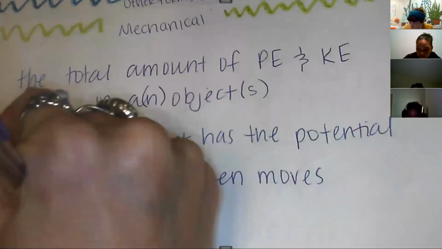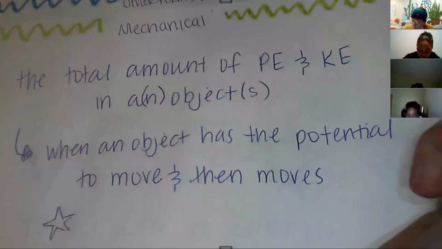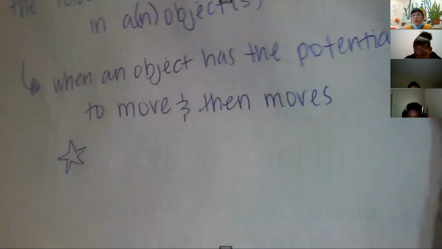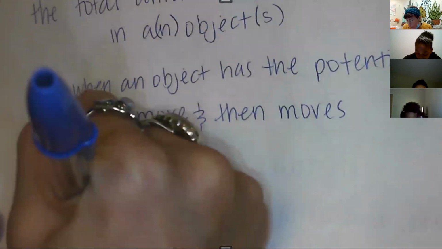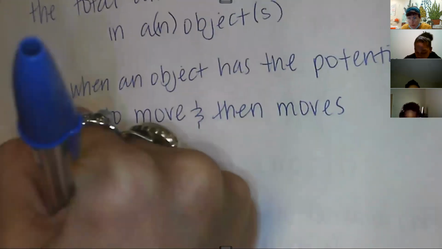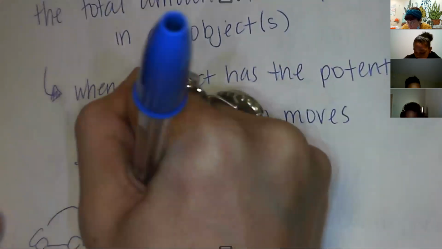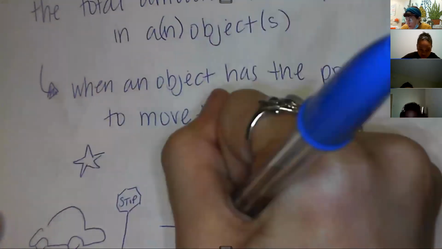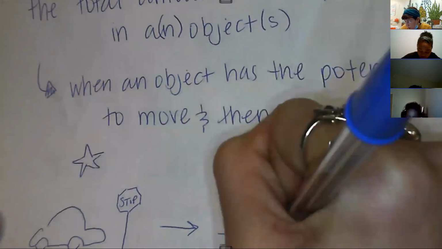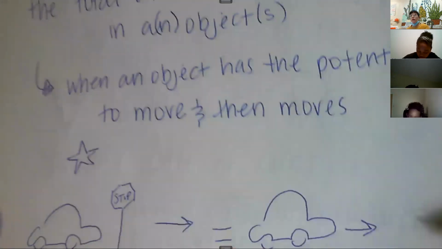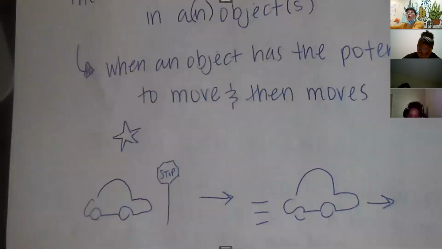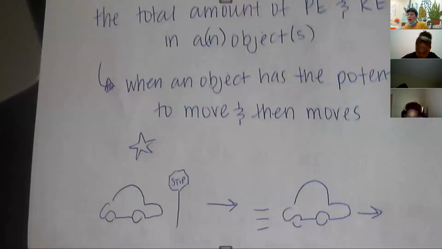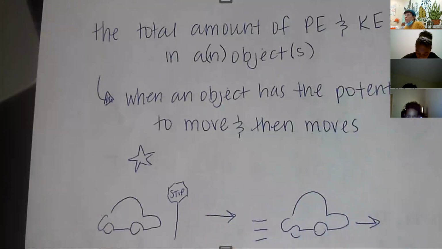My example is a car at a stop sign, and then it drives away, right? At one point it stopped, and then it keeps moving forward. So mechanical energy is just that idea that something was stopped and then continues to move. Does that make sense? The total amount of energy in an object.